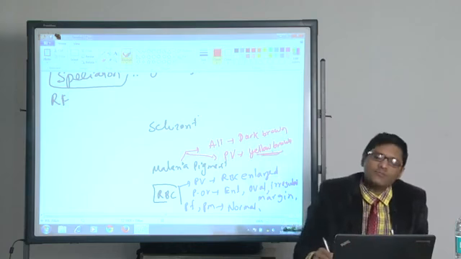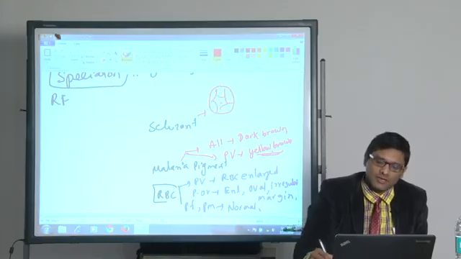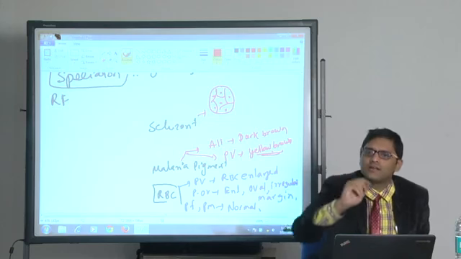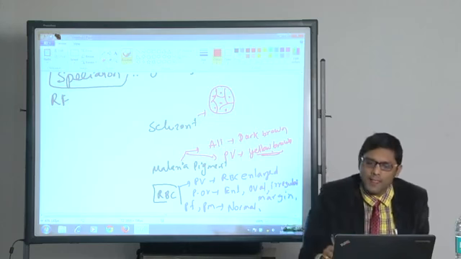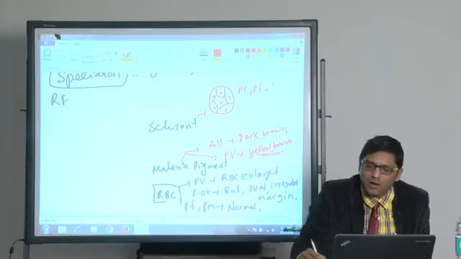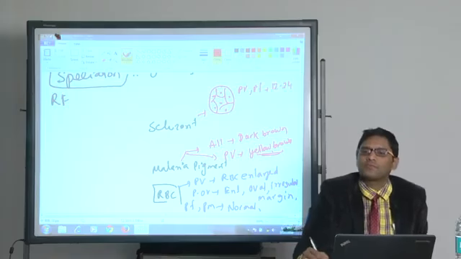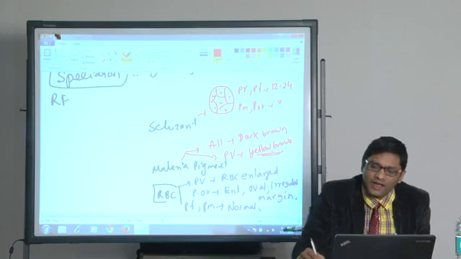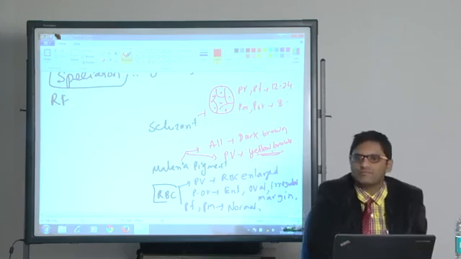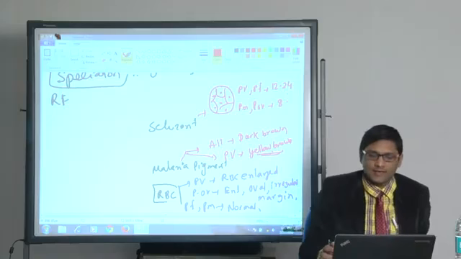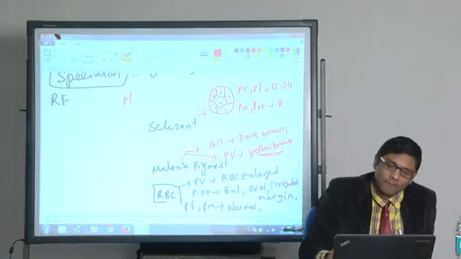Schizont. Schizont is a big sac-like structure having merozoites inside. How many merozoites they have is a property by which you can speciate. For vivax and falciparum, there are 12 to 24 merozoites per schizont, whereas for malariae and ovale there are 8 merozoites per schizont.